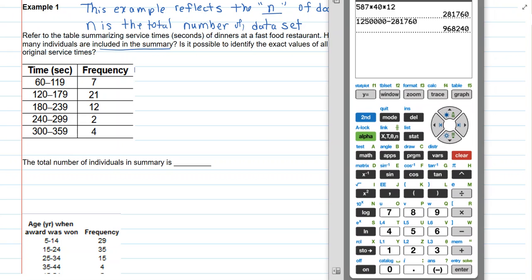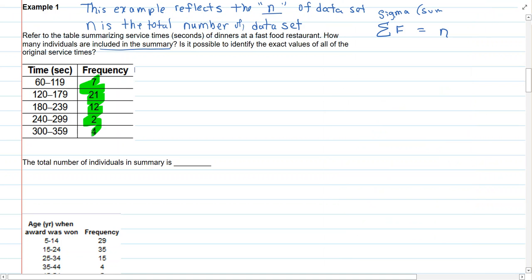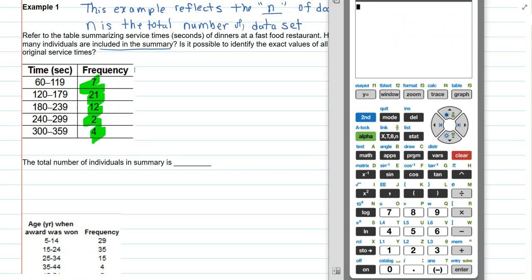Okay, so when you turn it on, it's the on button, and then you clear any math that's there to make it a clean palette by hitting the clear. So if I type something and I don't like it, I can clear it. So this is called the home screen, and we're going to add all of the frequencies. So we want to add all of these numbers to find the sum of the frequencies. So let's do that.